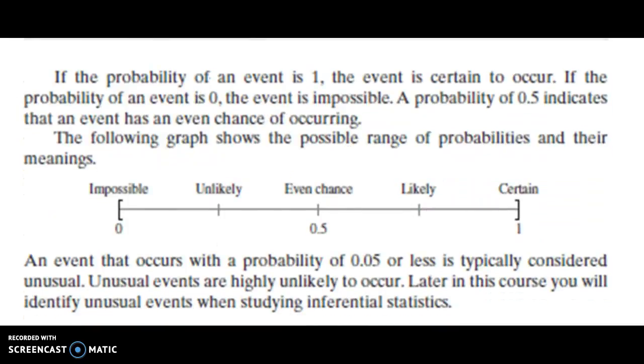Now if you look right here, this isn't in your notes, but I wanted to show you that if something is at 0%, it's impossible for it to happen, whereas if something is at a probability of 1, it's certainly going to happen. Then we have an even chance at 0.5, which is like 50%. Anything less than that is unlikely. Anything more than that is a likely event happening.